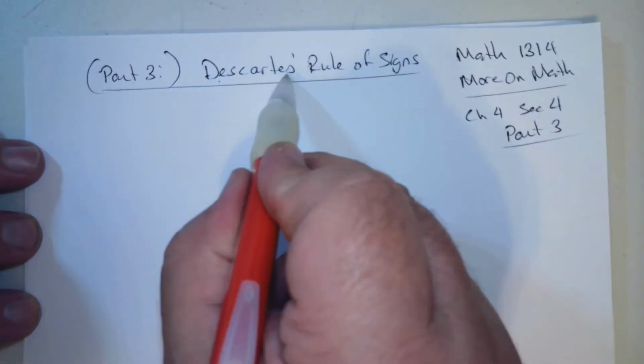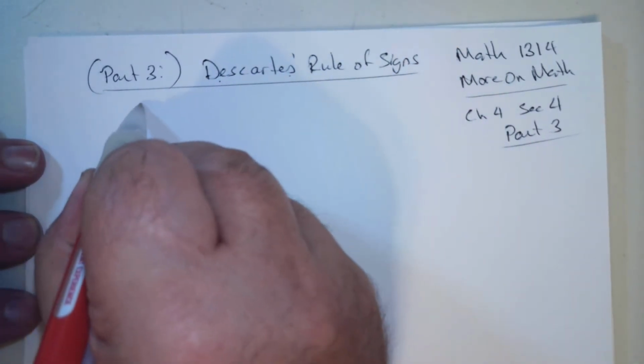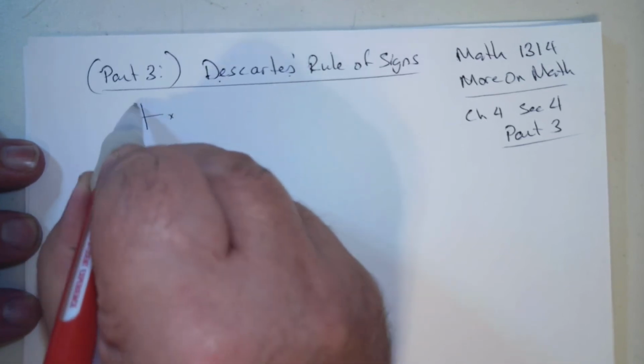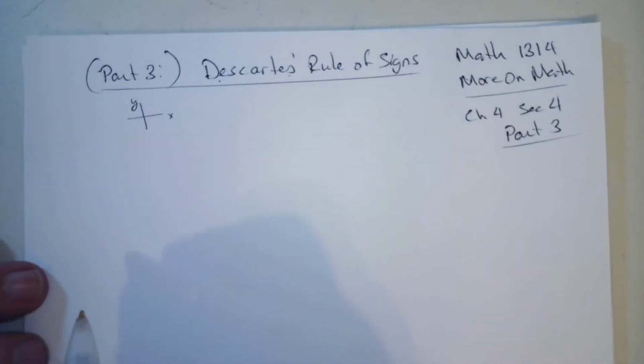Remember Descartes? Rene Descartes developed the X and Y charts, the Cartesian coordinate system. Same guy.